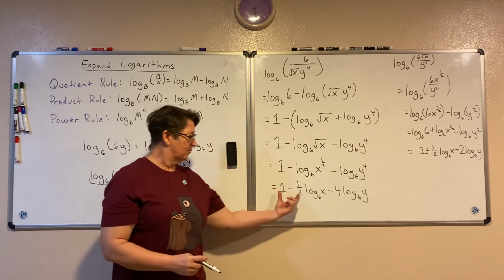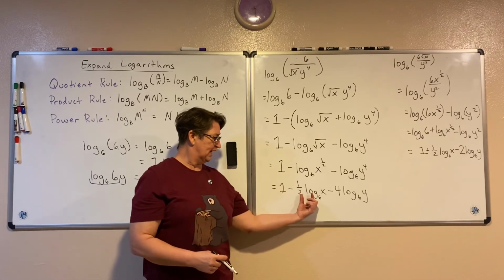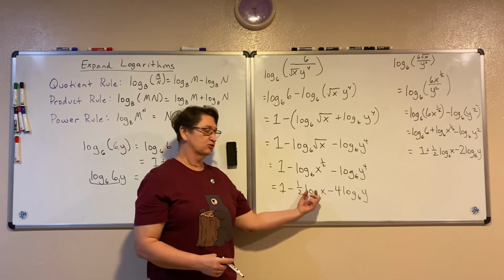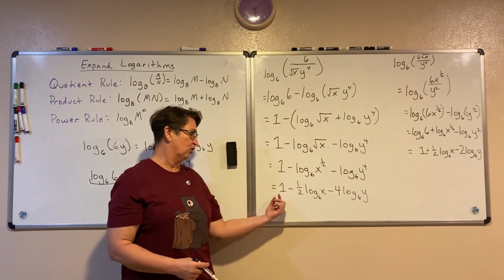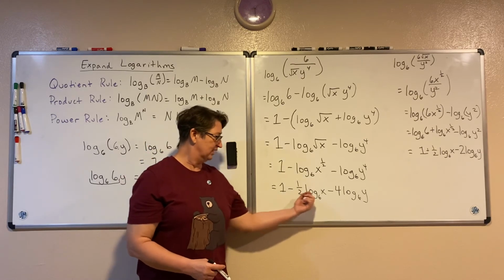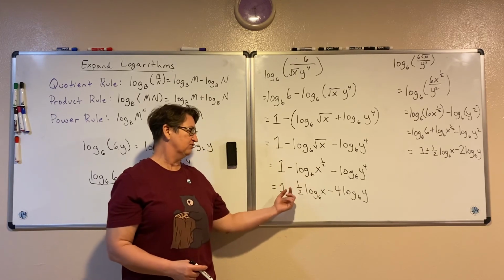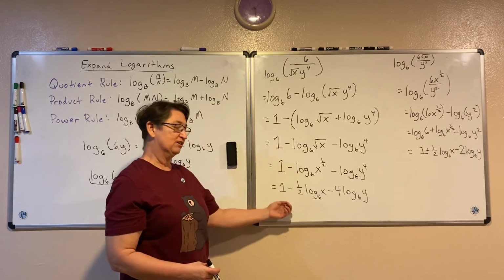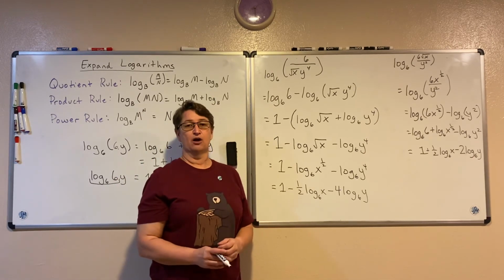Now I cannot combine these because again this multiplication has to happen first. 1/2 times whatever this number is has to occur before I can do this subtraction. So I have to leave it just like this. Or you can think of it as they're not like terms, so we can't combine the terms. Here we've expanded the logarithm again.